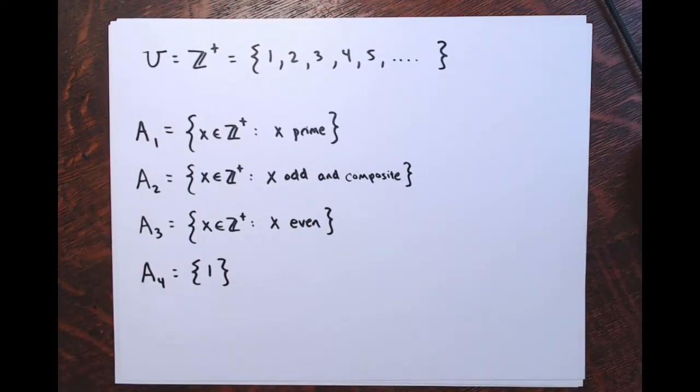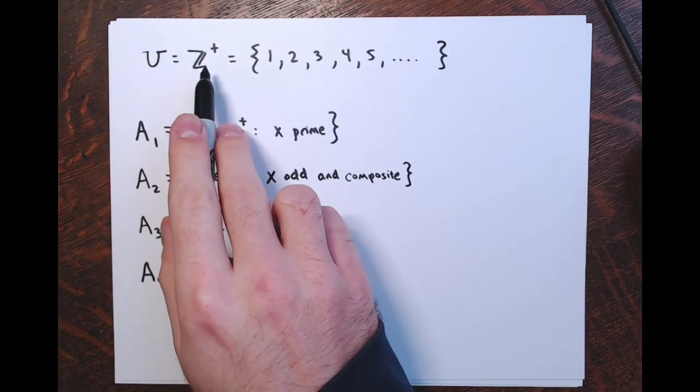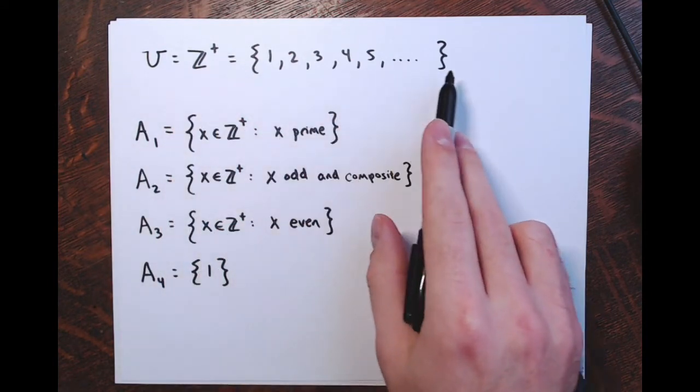Okay, so here are the sets that were given in that part of the activity. So the universal set is a set of positive integers, and that's 1, 2, 3, 4, 5, and so on.